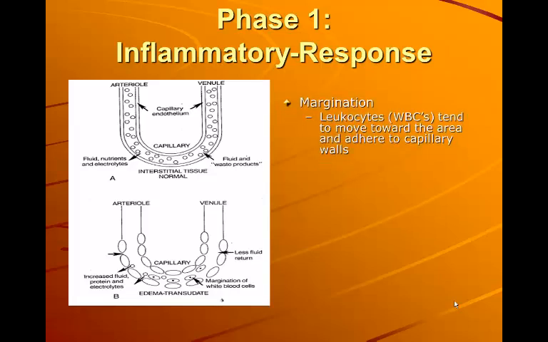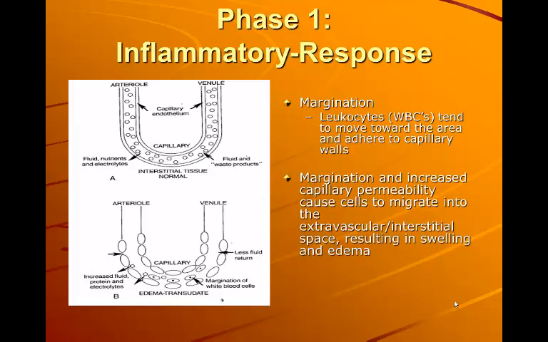Margination. Leukocytes, or white blood cells, tend to move toward the area and adhere to the capillary walls. Margination and increased capillary permeability cause cells to migrate into the extravascular interstitial space, resulting in swelling and edema. So you're going to get this increase in fluid inside and outside the cells and in the vessels themselves. This is referred to as transudate because it's moving.